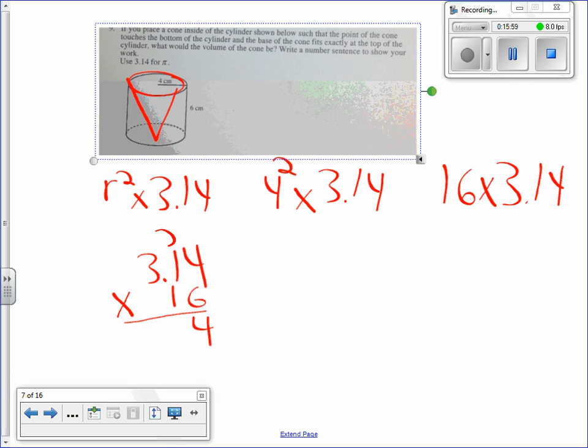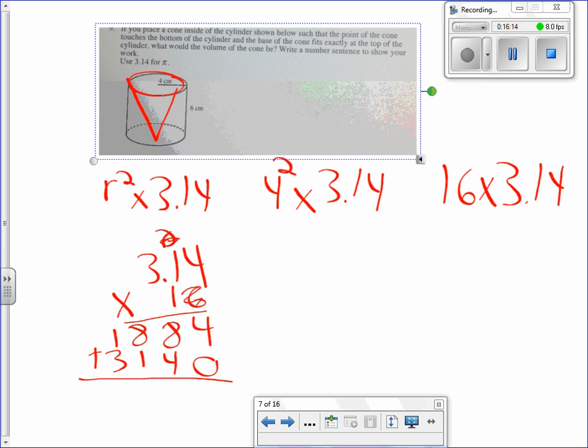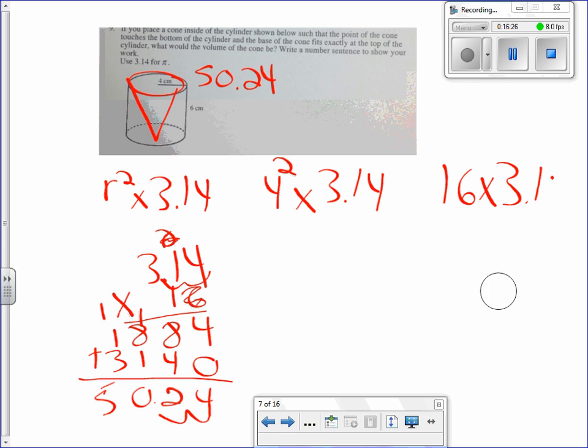6 times 4 is 24. 6 times 1 is 6. Plus 2 is 8. 6 plus 3 is 18. Place value holder. Get rid of this 2. 1 times 4 is 4. 1 times 1 is 1. 1 times 3 is 3. Add them up. Move this over. We got 4, 12, 10, 5, decimal, decimal. Area of the base is 50 and 24 hundredths. That's my area of the base.